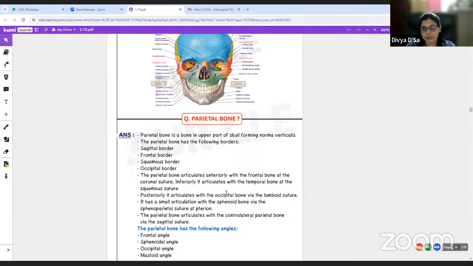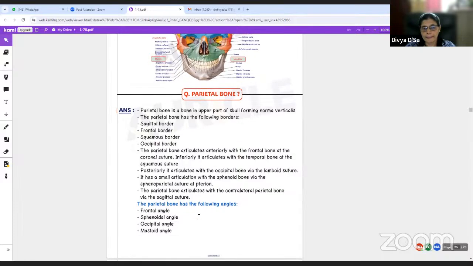So this parietal bone will articulate anteriorly with the frontal bone near the coronal suture. Inferiorly, it will articulate with the temporal bone at the squamous suture, and posteriorly, it will articulate with the occipital bone through the lambdoid suture. It has a small articulation with the sphenoid bone through the sphenoparietal suture at the pterion also. So a small articulation, not a very significant one. The parietal bone also articulates with the other contralateral parietal bone through the sagittal suture.